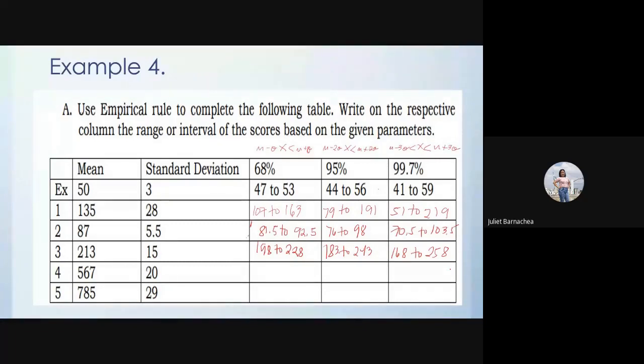How about if the mean is 567 while the standard deviation is 20? So 567 minus 20 is 547. And then, i-add sa kabila, 587. Check. Shekinah is correct. 547 to 587. Yan. Next. 95%. Minus 2 times 20. So, 40 yan. 527 to 607 is correct.